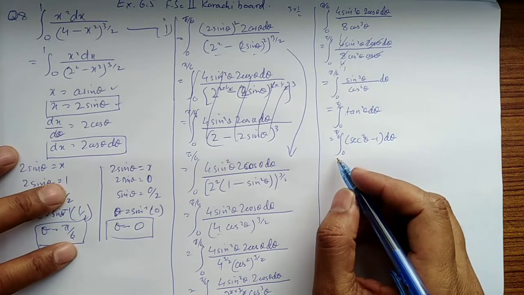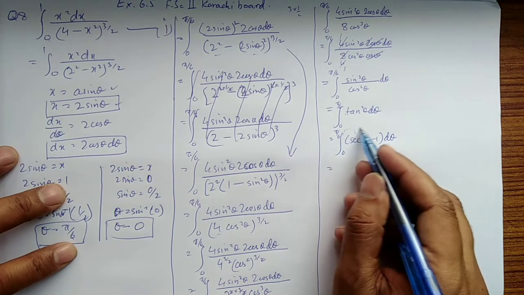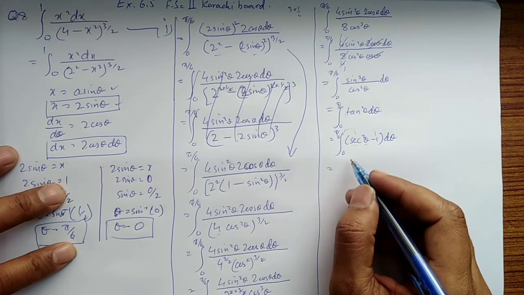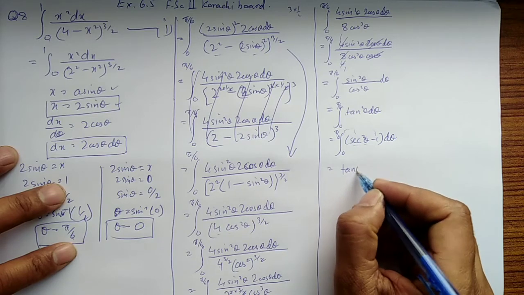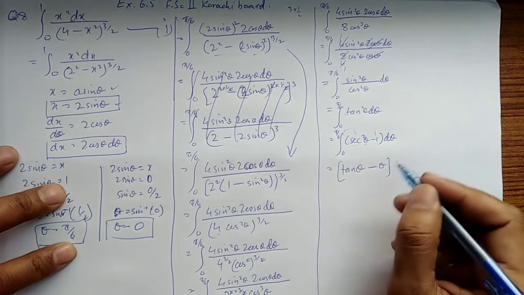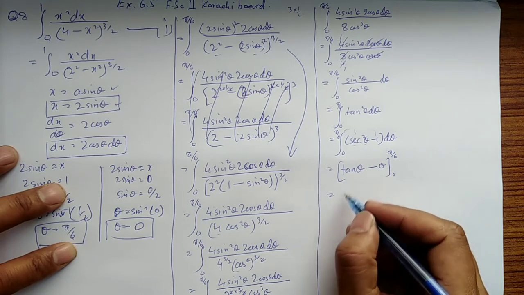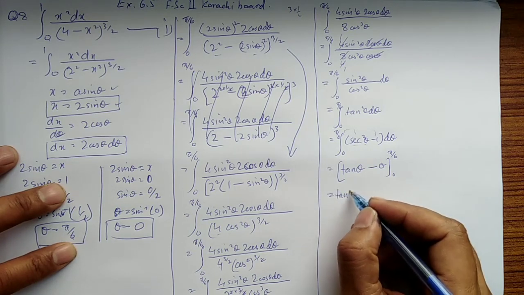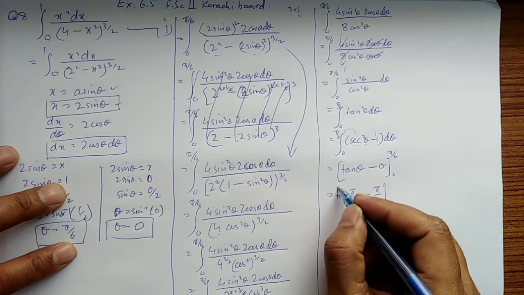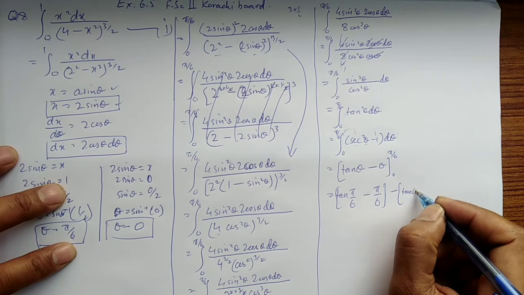Now I'm going to apply the integral on both. The integral of sec square theta is tan theta, minus the integral of 1, which is theta. That will give pi upon 6 here and 0 here. Now applying this, theta: tan pi upon 6 minus pi upon 6, minus tan of 0 minus 0.